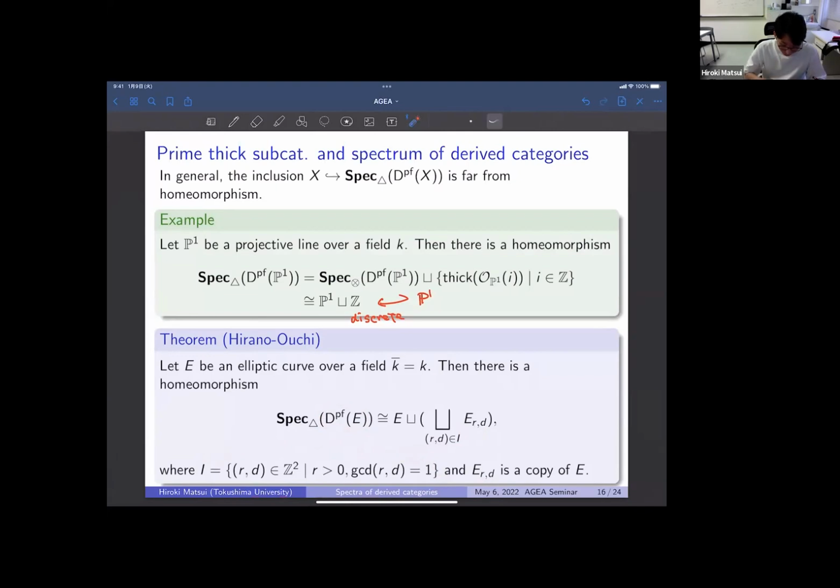So the triangular spectrum of this derived category is homeomorphic to the disjoint union of copies of E. And also the composition of the natural inclusion from E to this disjoint union and this homeomorphism is equal to this homeomorphism, so this immersion. So in this case also, this is not a homeomorphism. So in general, the triangular spectrum is much larger than X. So next, let us consider some subspace of the triangular spectrum.